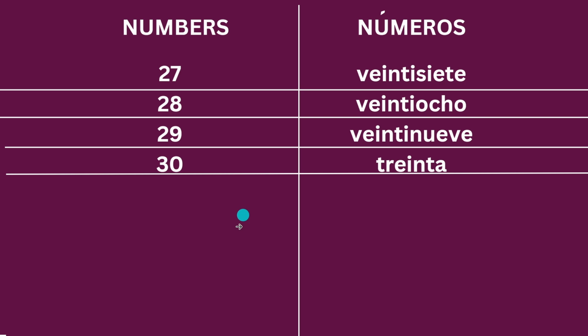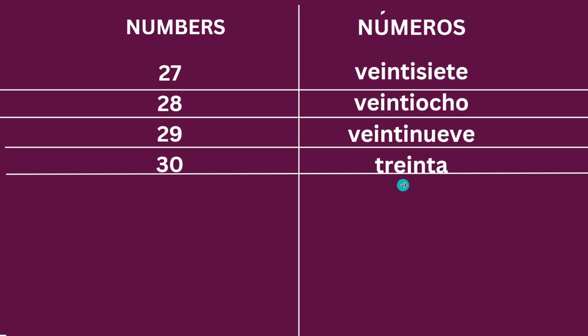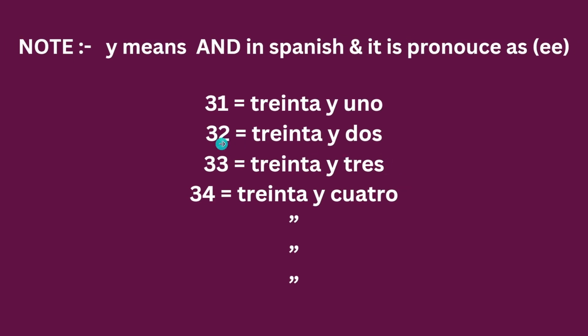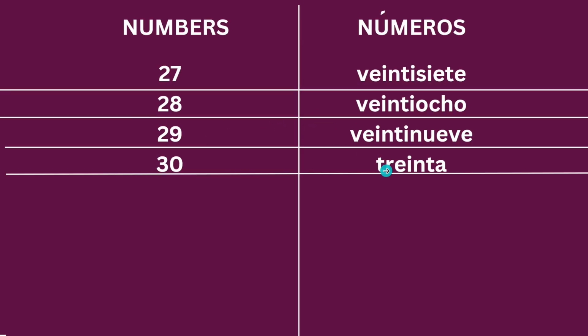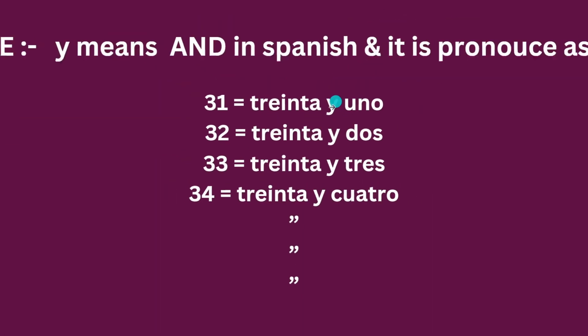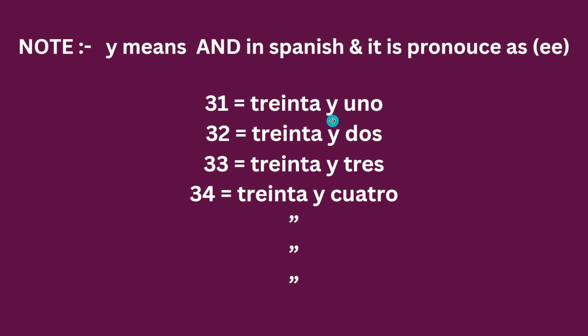So from 0 to 30 you have to memorize it very precisely, and after 31 we will learn how we say it. If we have to say 31, we will say it as treinta y uno. Treinta means 30. You can see this letter over here, it is Y, but in Spanish it means and. We pronounce it as E.